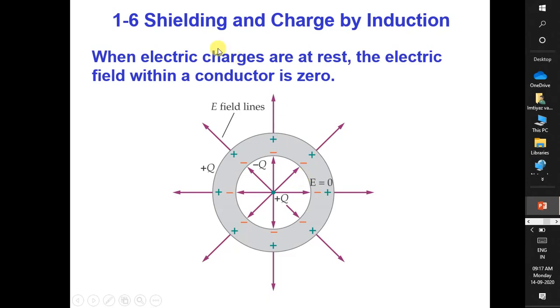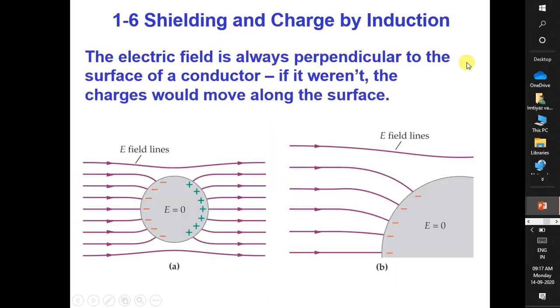So that's why, for charge at rest, the electric field within the conductor is zero. Now see here, the most important thing is that the electric field is always perpendicular to the surface of a conductor. If it weren't, the charge would move along the surface.